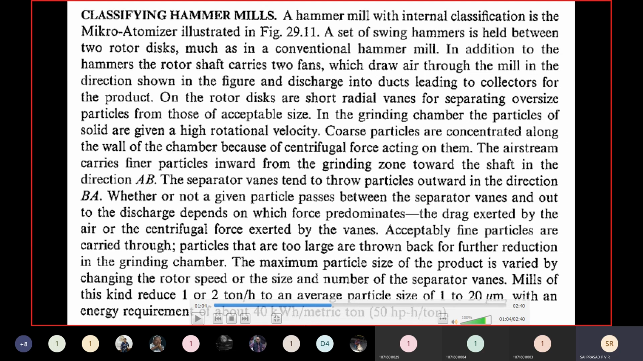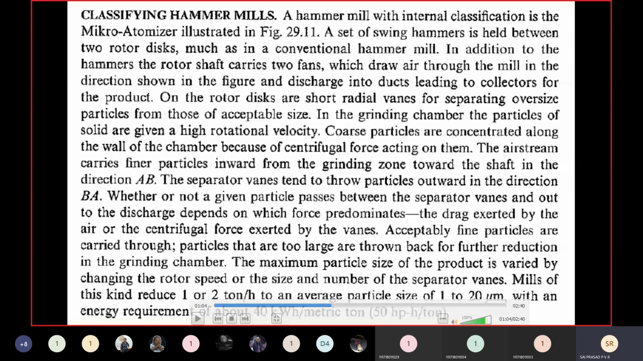A set of swinging hammers is held between two rotor discs, as in a conventional hammer mill. So we have a shaft first and we have two discs because we are supposed to carry the hammers. So we keep two circular discs on the shaft and then we place the hammers, and this shaft will be rotating. So as the shaft is rotating, what will happen? The hammers will also rotate. So the hammers will be giving the blows to the particles which enter from the top by means of a screw conveyor to keep m dot constant, so that constant dosing takes place.